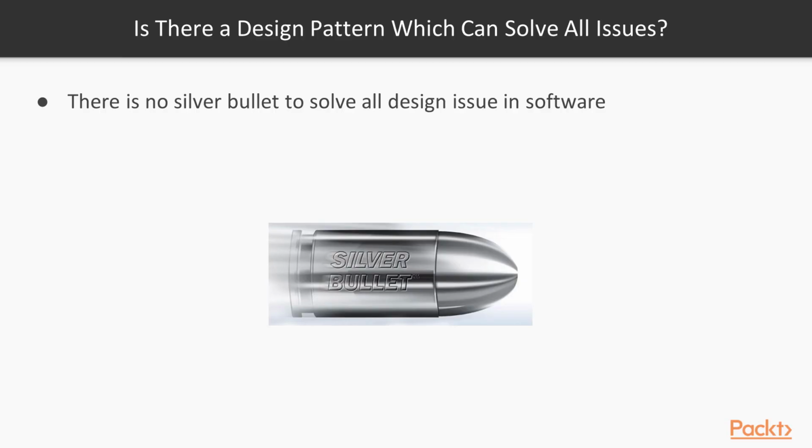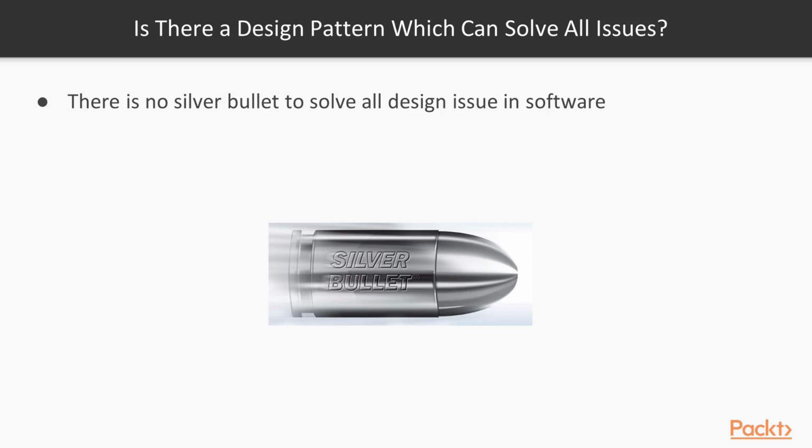Is there a design pattern which can solve all issues? So what we saw is that there are loose coupling issues, tight coupling issues, and then there could be some complexity issues. So is there a single design pattern, a silver bullet or a master key, which can be applied and solves all the problems? And the answer is no, because as we know, there are different keys for different locks. So in our software, whenever there is a problem, we need to find the solution based on the problem.